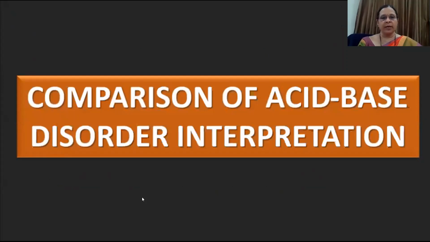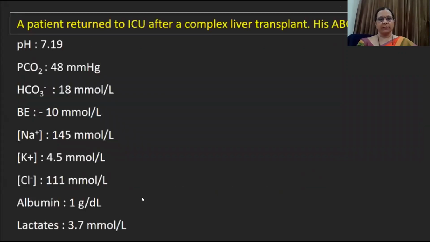So if you compare the acid-base disorder interpretation by the two methods, so far I've explained to you both the traditional approach, and then I spoke about the Stewart approach and the David Story simplification of the Stewart approach. Now I'm going to try and compare both the traditional method and David Story's approach. So we have this patient who was returned to the ICU after a complex liver transplant. His ABG shows the following.